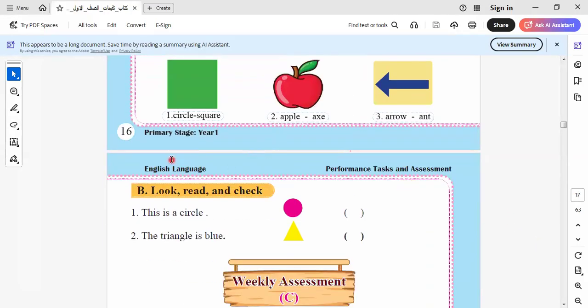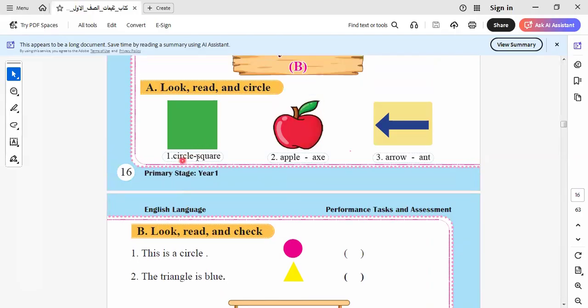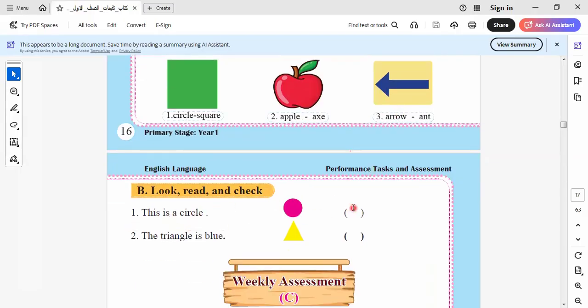Here we have, is it a square or circle? No, square. Is it axe or apple? No, it's apple. It's arrow. Here is, we have, this is a circle. So I put right here. Triangle, this is a circle. So I put right here. So here it will be right.